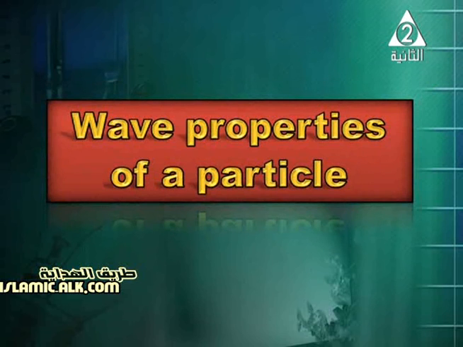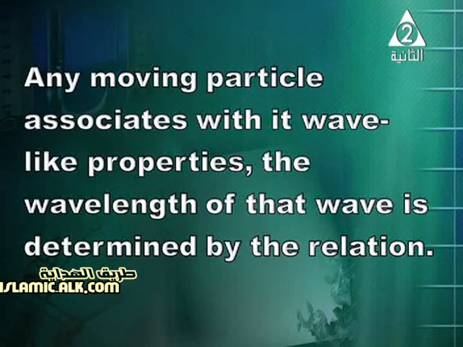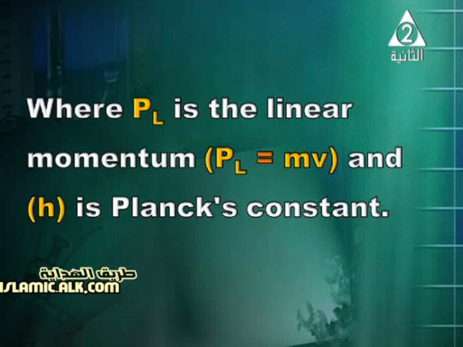And now talking about wave properties of a particle. Louis de Broglie hypothesis. What about this hypothesis? Any moving particle associates with it wave-like properties. The wavelength of that wave is determined by the relation lambda equals h over mv, where mv is the momentum of the moving particle. So lambda equals h over pl, where pl is the linear momentum of the moving particle, the product of mass and velocity. h, of course, is Planck's constant.